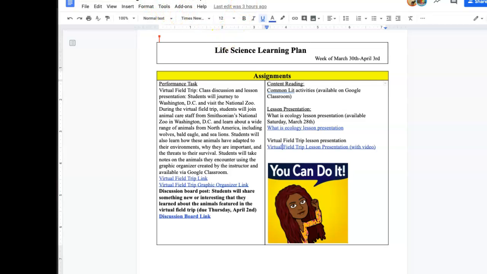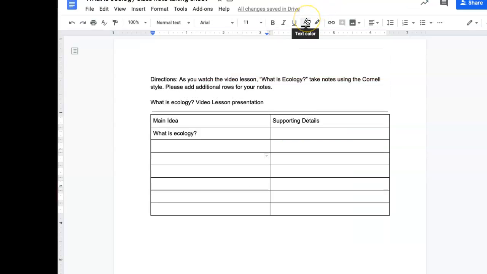And what I did do for that, so I'm going to go to the What is Ecology. I pushed through a class note-taking page because I assumed that many of you didn't have your interactive notebook, but if you do, awesome, use that.